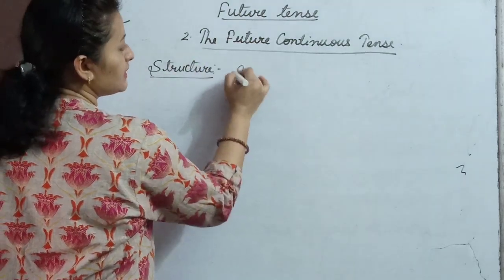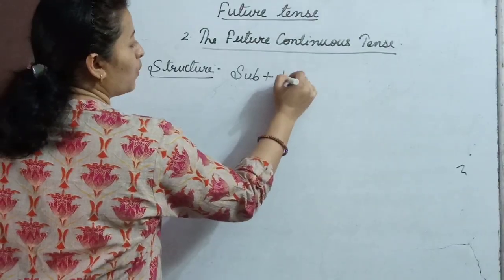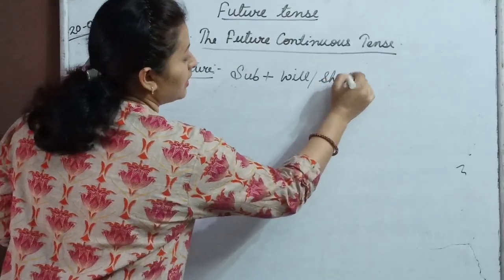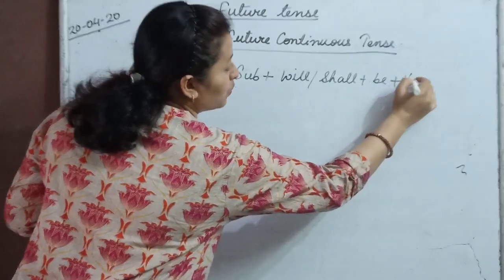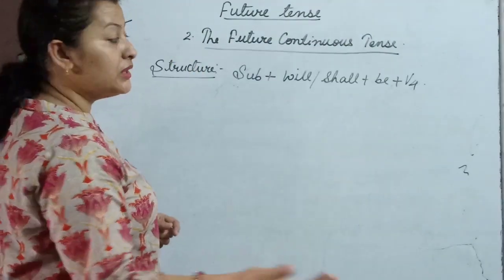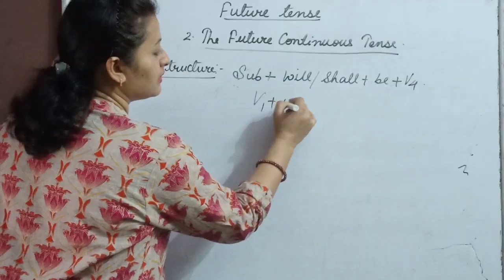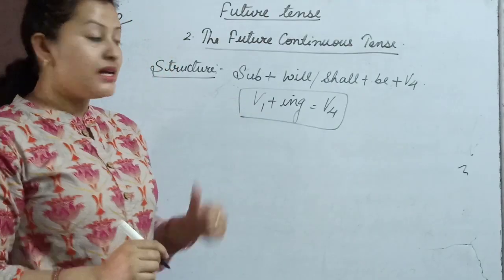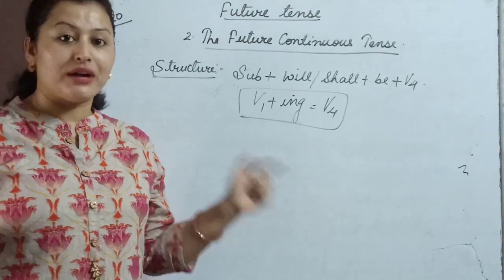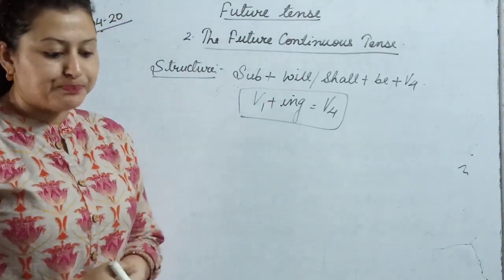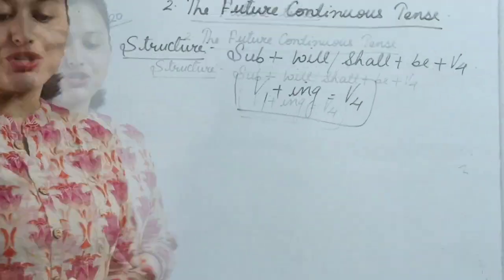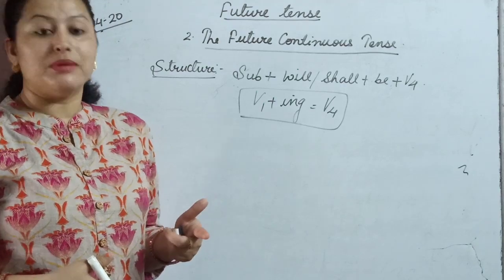Okay, the structure is subject plus will and shall plus be plus V4. As I already told you, this V4 means the base form of the verb, that is V1 plus ing. So it makes V4. Okay, so this is the structure for our future continuous tense. Future continuous tense, as I told you, is used to define an action which will be happening at a certain point of time in the future.